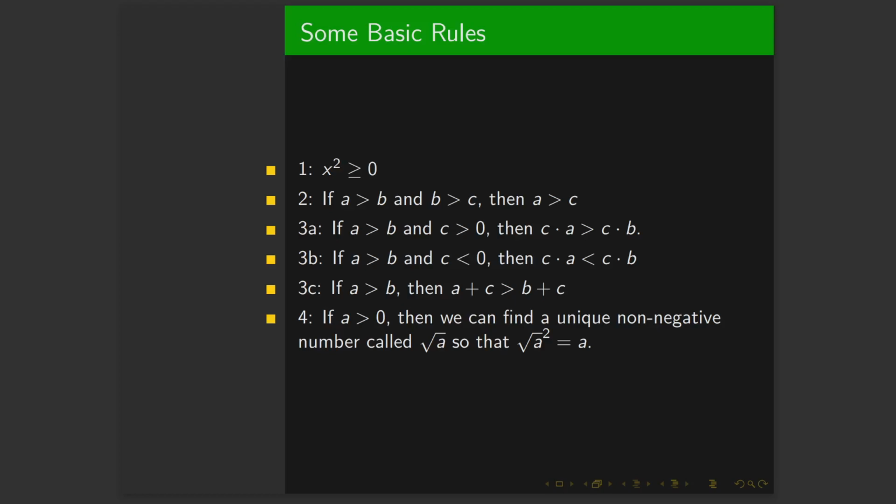And then 4 is a really weird one. This is when we're working with square roots, for example. If we have that a is greater than 0, we can find a unique non-negative number. That's called the square root, so we call it the square root of a. And it pretty much acts like the square root: the square root of a, squared, is equal to a. That comes up for other things in the future.